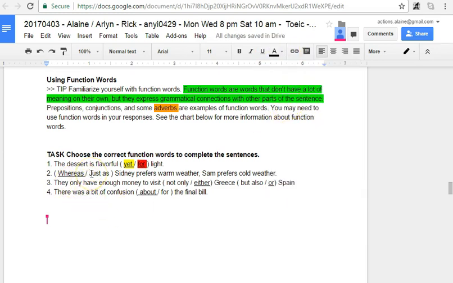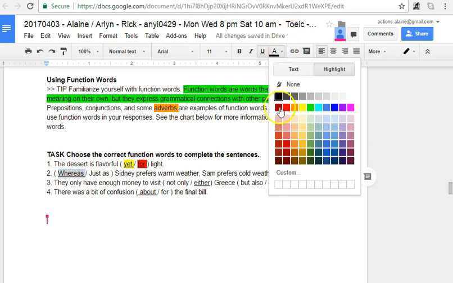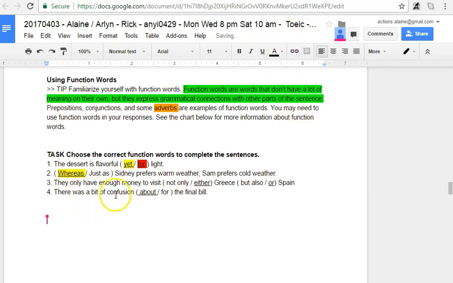Whereas Sydney prefers warm weather, Sam prefers cold weather. Very good. This is correct. Conditional statement. Now, for number three, they only have enough money to visit either Greece or Spain. Very good. Because if we use not only, but also, it means that they should have enough money, right? Very good with the answer. I really appreciate that.